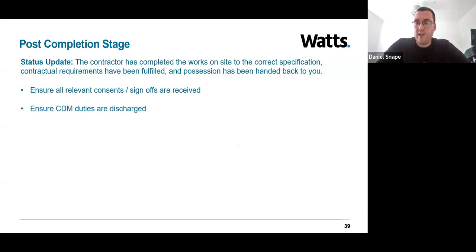And what I really want to focus on here is the supply of a comprehensive health and safety file. So that should be prepared by a suitable person with the correct expertise.